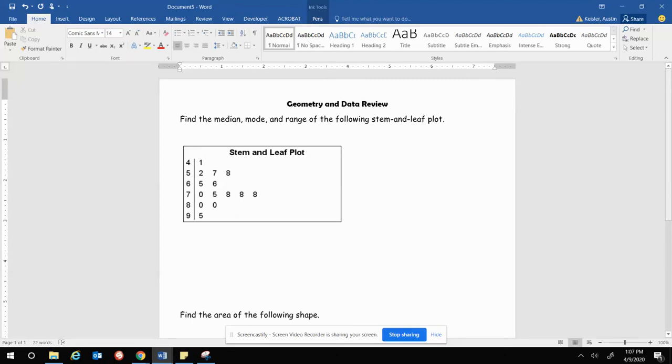All right, our final day of a geometry and data review for this week. We're going to look at this first question. It says, find the median, mode, and range of the following stem and leaf plot.